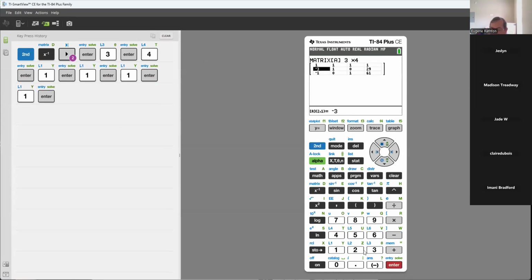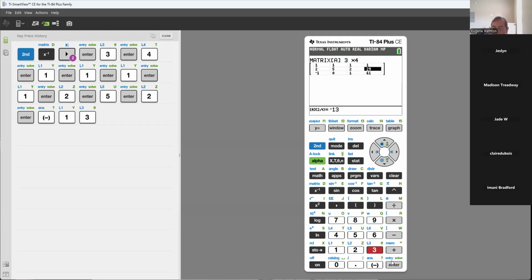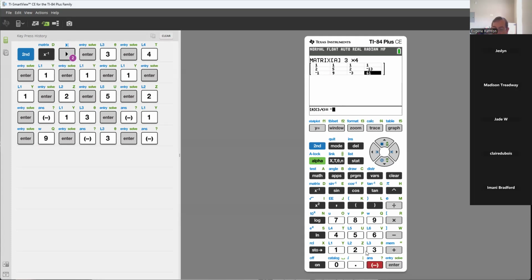The next row I had 2 x's, so 2 enter. 5y would be 5 enter. 2z would be 2 enter. And then that equaled -13 enter. My last row I had -1 for the x, enter. 9 for the y, enter. -3 for the z, enter, and that one equals -51, enter. All my numbers are in there, so I'm going to quit the screen by hitting second mode.